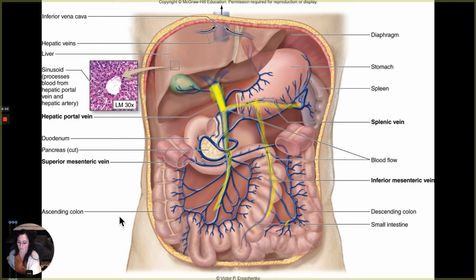What it's doing is taking all of the blood from those capillary beds of the small intestine, large intestine, and spleen, and pushing that blood into the liver. Then again, the blood is going to slowly percolate through the capillaries of the liver. When it's done and clean, it's going to get dumped into these two vessels at the top of the liver. Those are called the hepatic veins, not portal veins, hepatic veins. And then the hepatic veins will dump into the inferior vena cava.